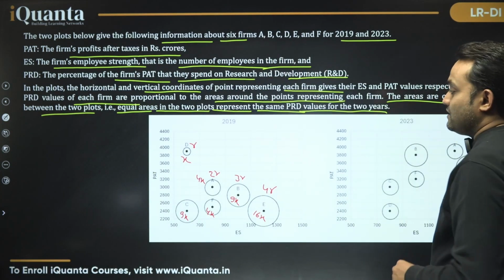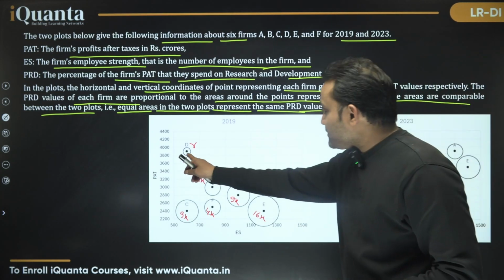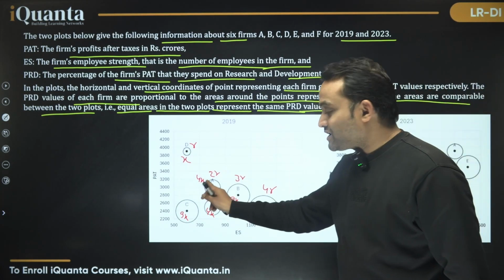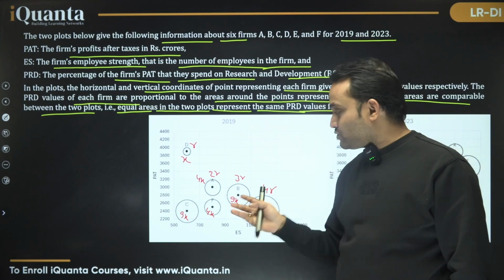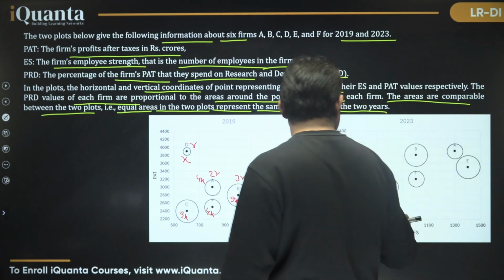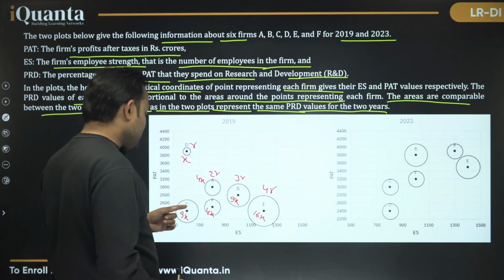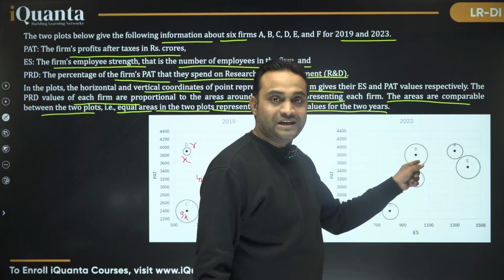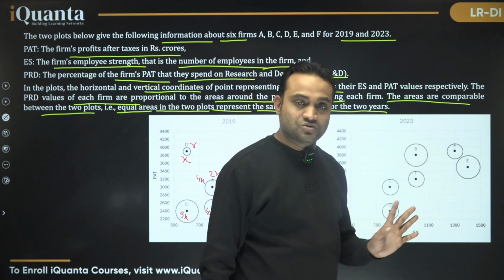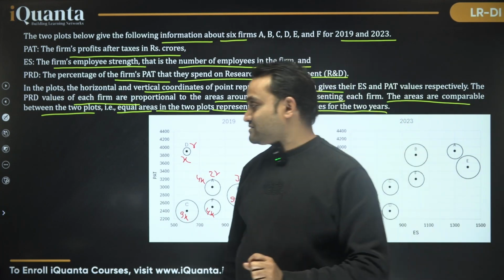So we can say if this is 10%, then this will be 40%, this will be 90%, this will be 160%, and so on. If this is 9x percent, this circle B denotes 9x percent, and so on. So this is how we will read this.